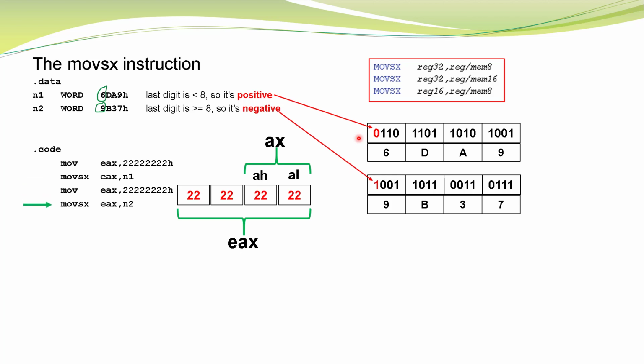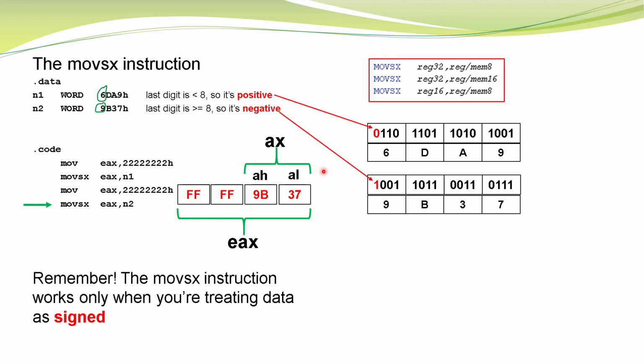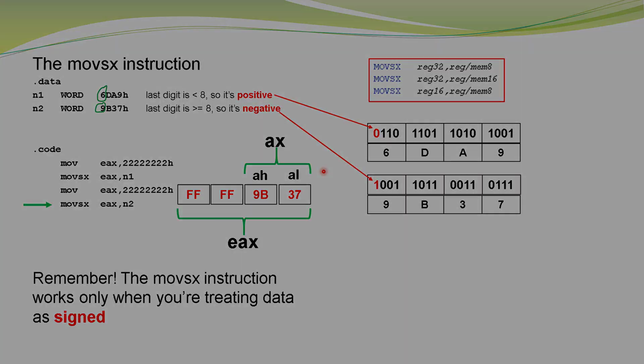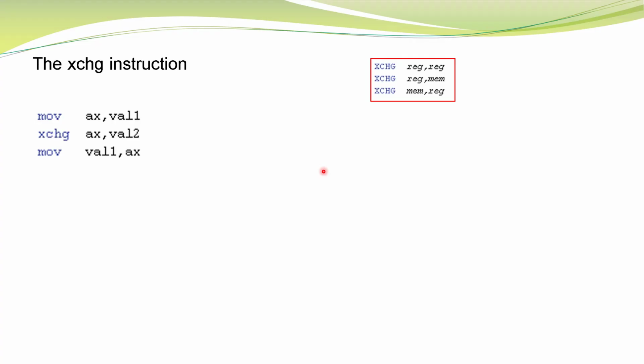Now watch what this does. Now this time I'm moving a negative number into EAX. Since this top bit here is a 1, I want all of these to be 1s. Then I would have the right 2's complement value for that to be a negative value for me. And that's what that instruction does. Remember again, this one works when you're talking about signed data. This exchange instruction, notice I can only go from register to register or register to memory somehow.